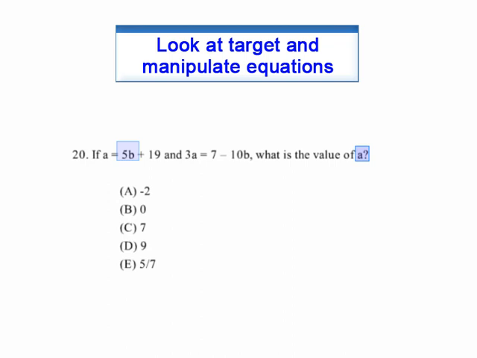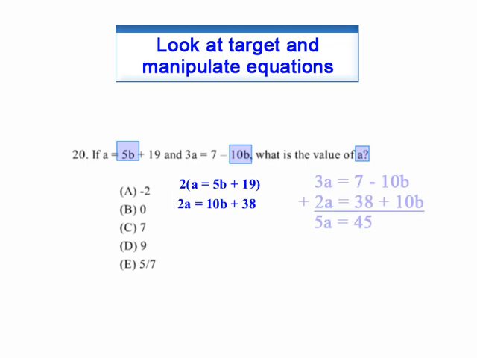If I look at 5b and 10b, I've got a positive 5b and I've got a negative 10b. If I can make that 5b a 10b, then I can get rid of it. I can multiply that equation through by 2 and get 2a equals 10b plus 38. When I add these two equations together, I get 5a equals 45 because I get rid of that 10b. Dividing through by 5, a is equal to 9.